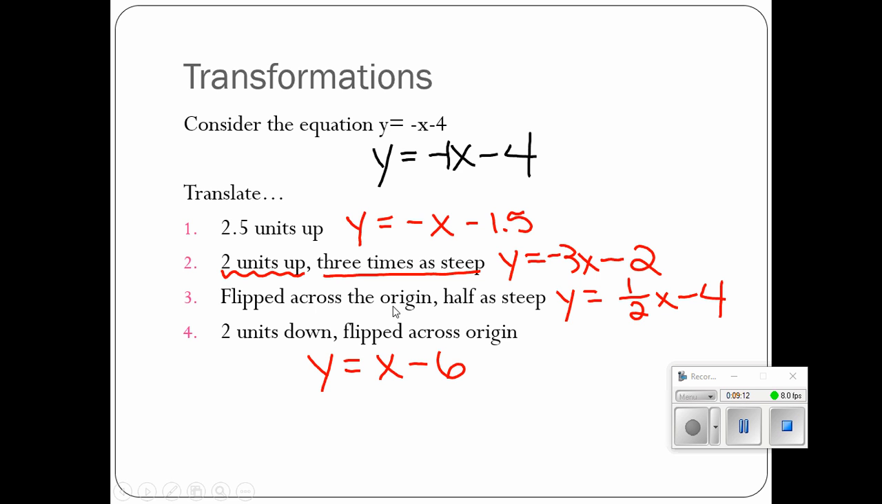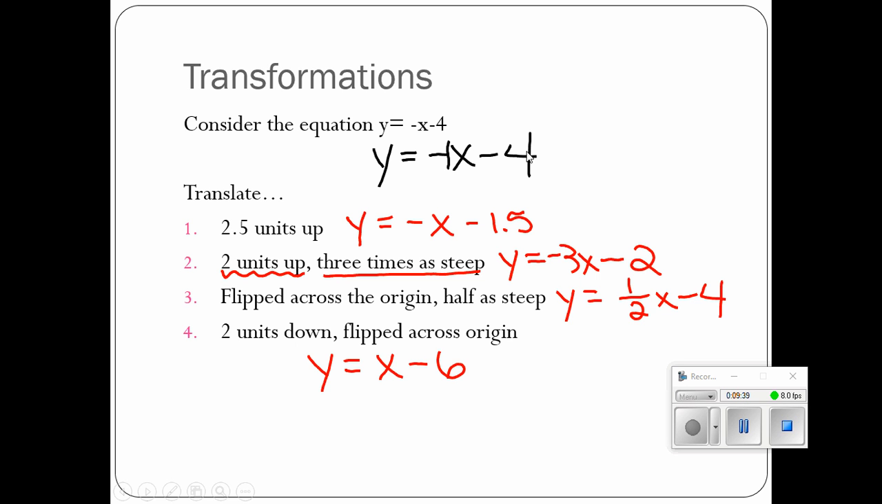If we flip across the origin and half as steep, flip means change negative to positive or positive to negative. So it's going to be positive 1. And then you're going to do half as steep. So that means slope. So you're going to do 1 divided by 2, which is half of 1. So the slope will be 1 over 2x. It did not say anything about the y-intercept, so the y-intercept stays the same, negative 4.